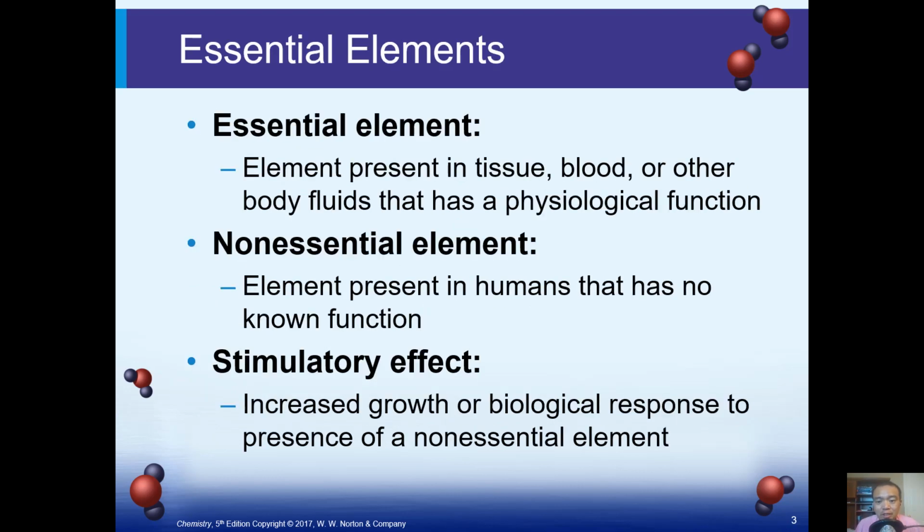We can classify different elements based on their relative importance for good health and a normal body functioning. For example, the essential elements are those elements that are necessary for good health and a normal physiological function. These elements may be present in tissue and or blood, for example, hydrogen, nitrogen, carbon, oxygen, etc., or in bone like calcium, phosphorus, or in other bodily fluids.